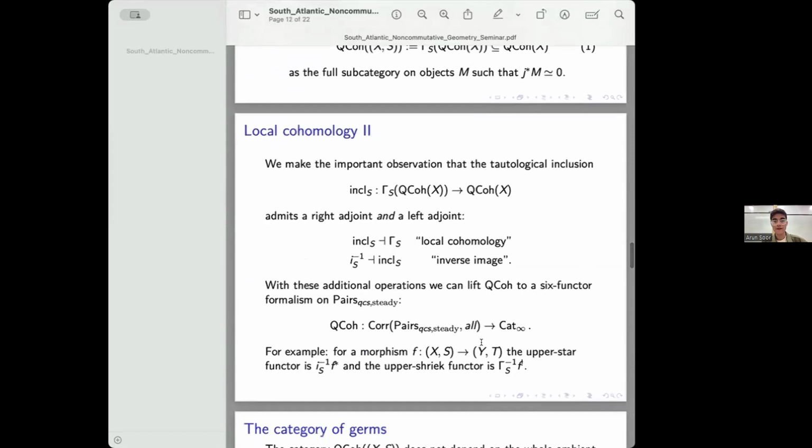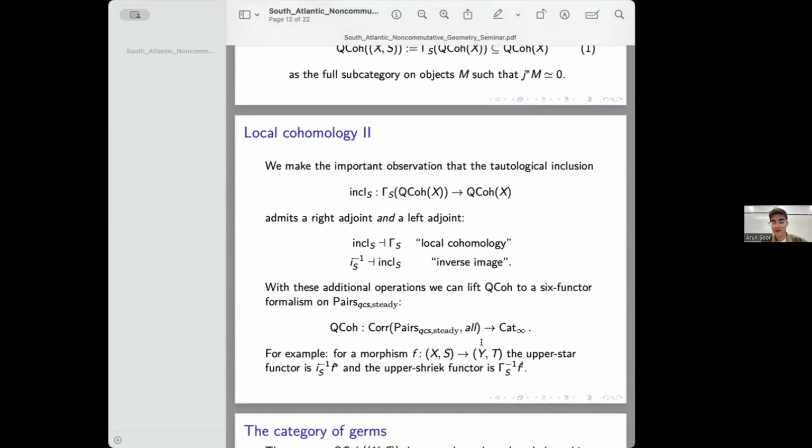Okay, so this tautological inclusion of sheaves that are supported along the subset actually has, in this setting, both a left and a right adjoint. The right adjoint to this inclusion of sheaves with support is what we call the local cohomology functor. And the left adjoint, I didn't really know what this functor is called, so I just call it i inverse S. This is what we call inverse image.